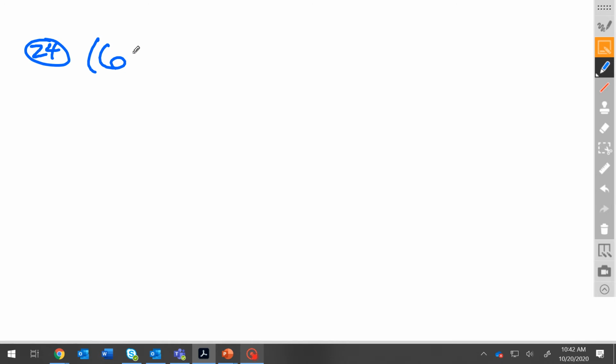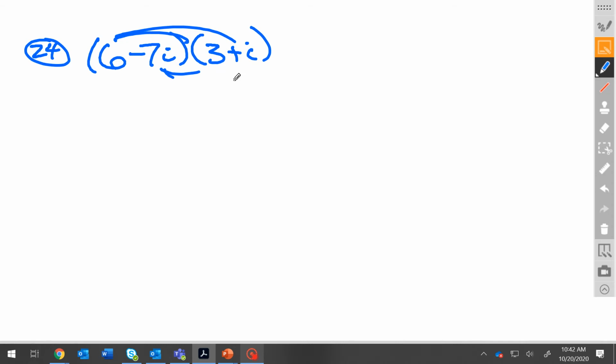(24) This is multiplication. 6 minus 7i, 3 plus i. We're going to use the distributive property to multiply these. 6 times 3 is 18. 6 times i is 6i. Negative 7i times 3 is negative 21i. And negative 7i times i is negative 7i squared.